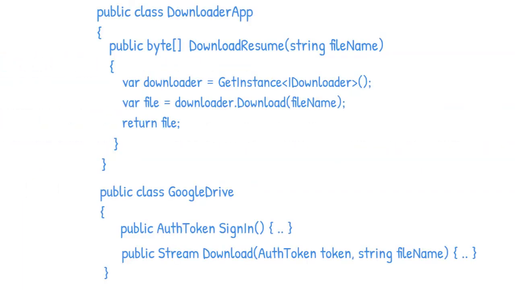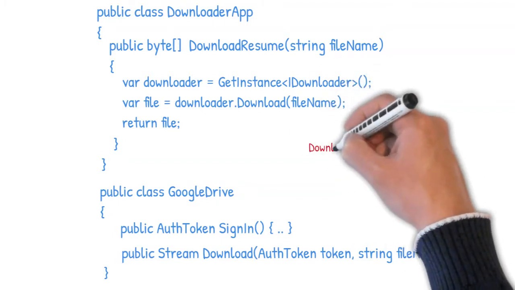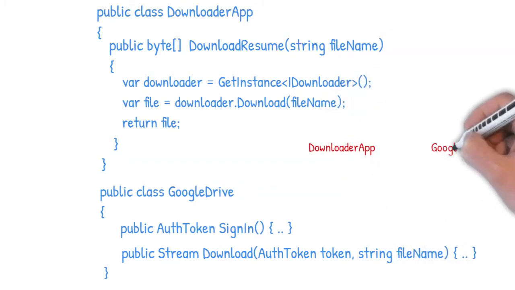In our application, we want to use this Google Drive as the downloader, but it clearly indicates that this Google Drive is not compatible with the DownloaderApp. It has its own methods, own set of logic that mandates the sign-in should happen first before you actually download. Now, considering this compatibility issue, how do we manage to make these two different entities compatible with each other?